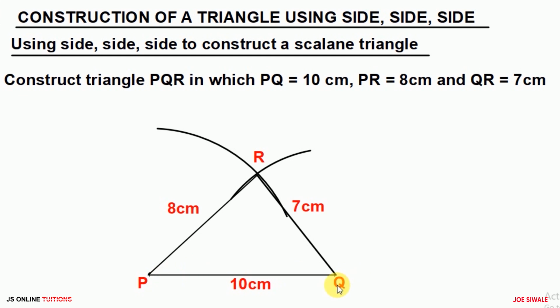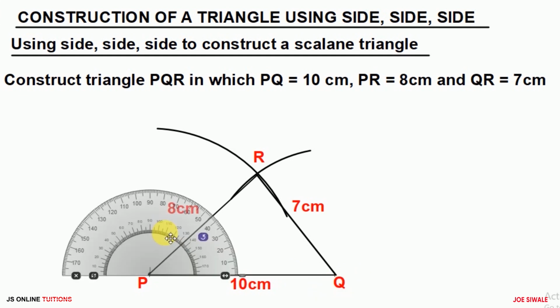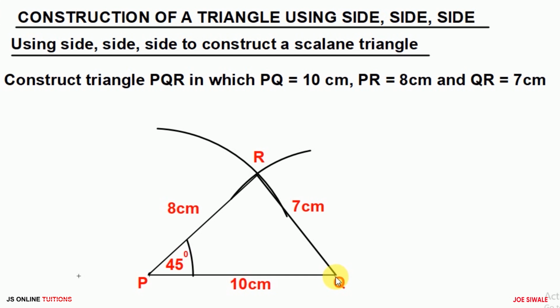So if we put our protractor at point P and if we measure the length of angle P there, as you can see, that's 10, 20, 30, 40. That's going to be 45 degrees. So let us label that. As you can see, we have measured the angle at P as 45 degrees.